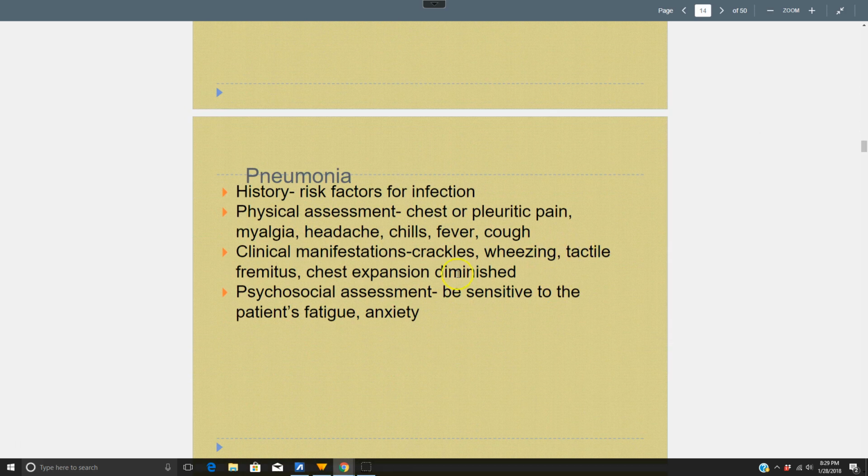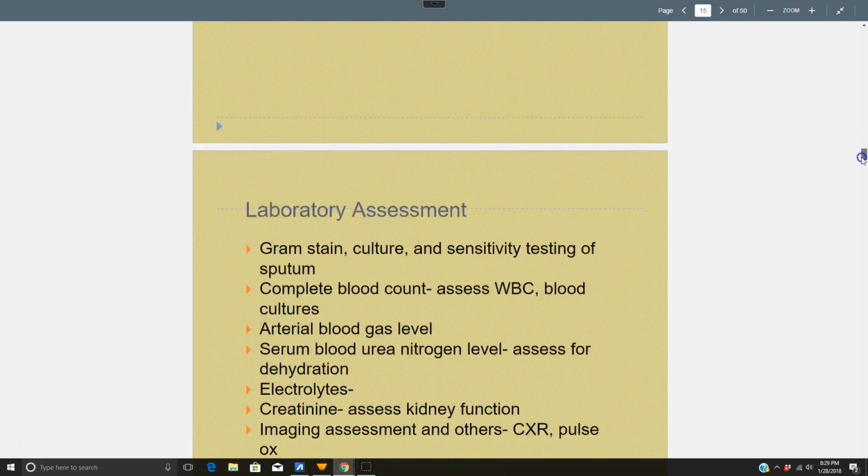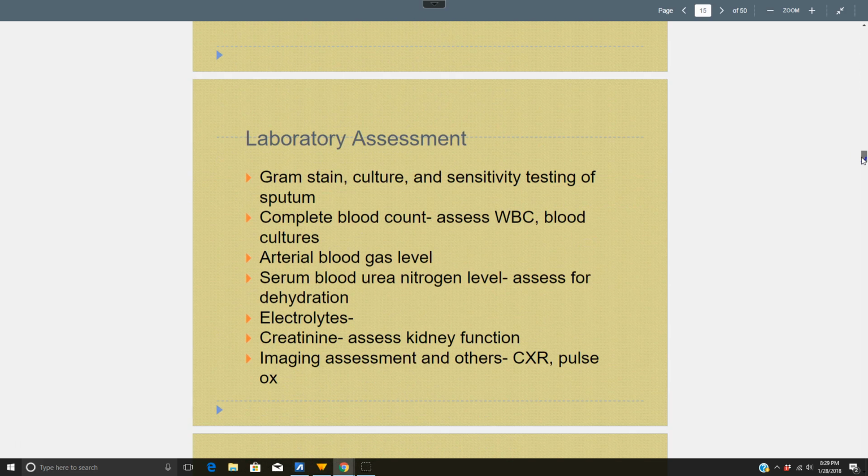And I want to talk about tactile fremitus and whether or not we would see it increase or decrease in a patient that has pneumonia, because I want you to understand that term and what that tells you as the nurse when you make your assessments. These are, again, the labs that we may see on these patients: creatinine, assessing kidney function, imaging, chest x-ray, pulse ox, and they may have frequent chest x-rays done to assess whether or not our antibiotics and our interventions are working for our patient, because that chest x-ray should hopefully be clearing.